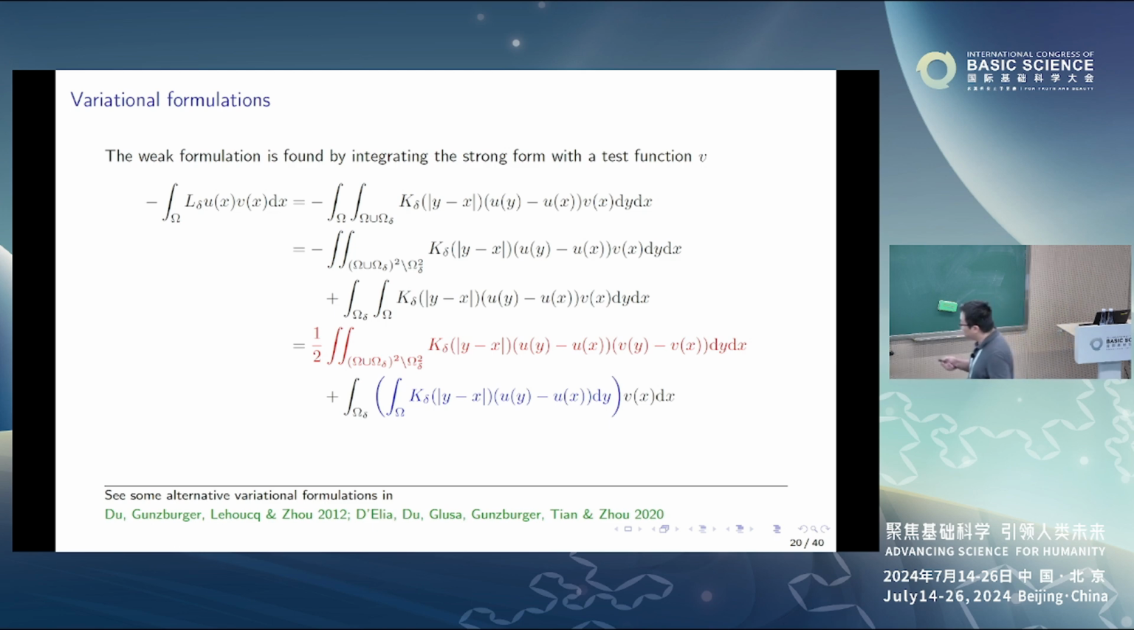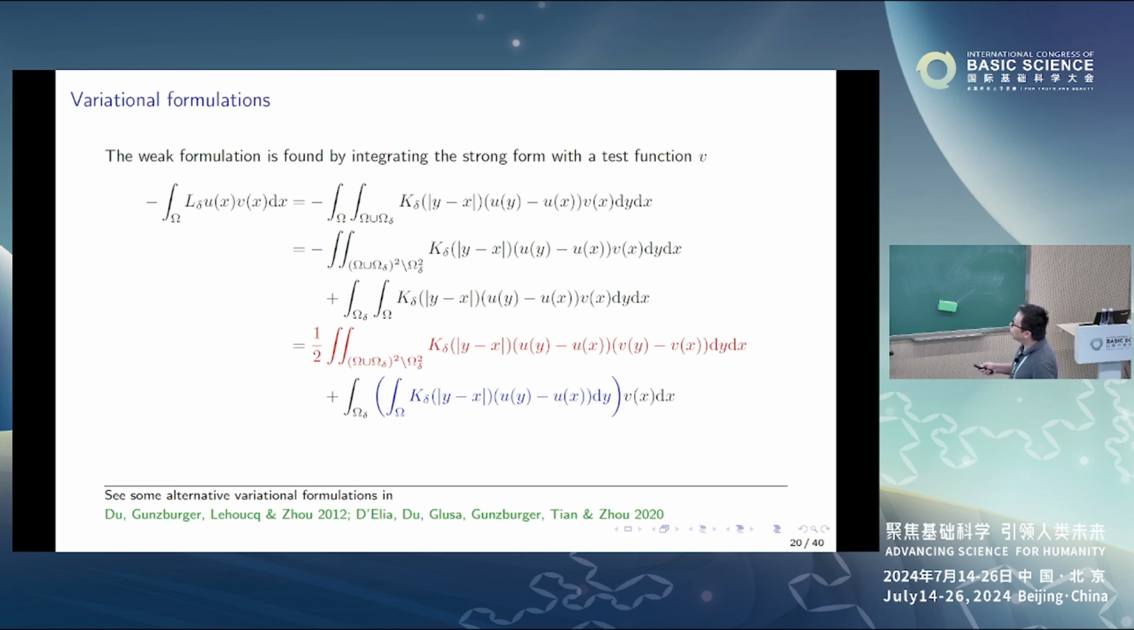Then next, we want to check the well-posedness of the nonlocal models. The well-posedness could be verified by using the variational formulation, which could be found by integrating the strong form with a test function. So now we test L delta U with a test function V integrated over omega. And by the definition of the nonlocal operator, we get the iterated integral.